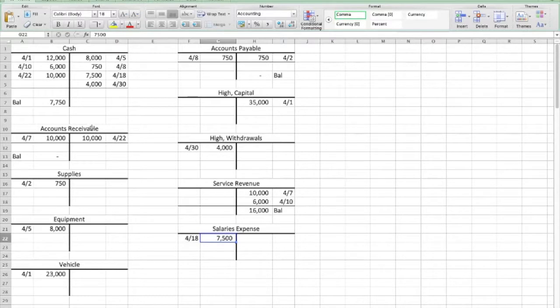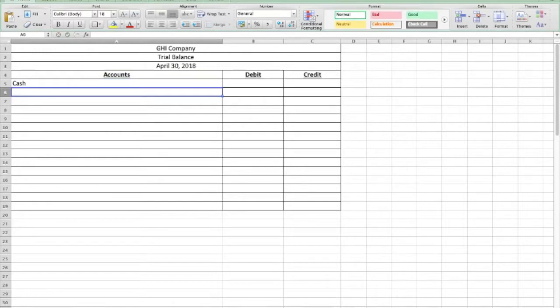And they are. I have cash, accounts receivable, supplies, equipment, and vehicle. Those 5 asset accounts. However, you'll notice that accounts receivable has a balance of 0. Because accounts receivable has a 0 balance, it does not need to go on the trial balance. Remember, the trial balance is a list of accounts with balances. So if something doesn't have a balance, then it doesn't go on there. All right, so I'll have cash, supplies, equipment, and vehicle. As far as my asset accounts that I'll need to put on here, cash, supplies, equipment, and vehicle.